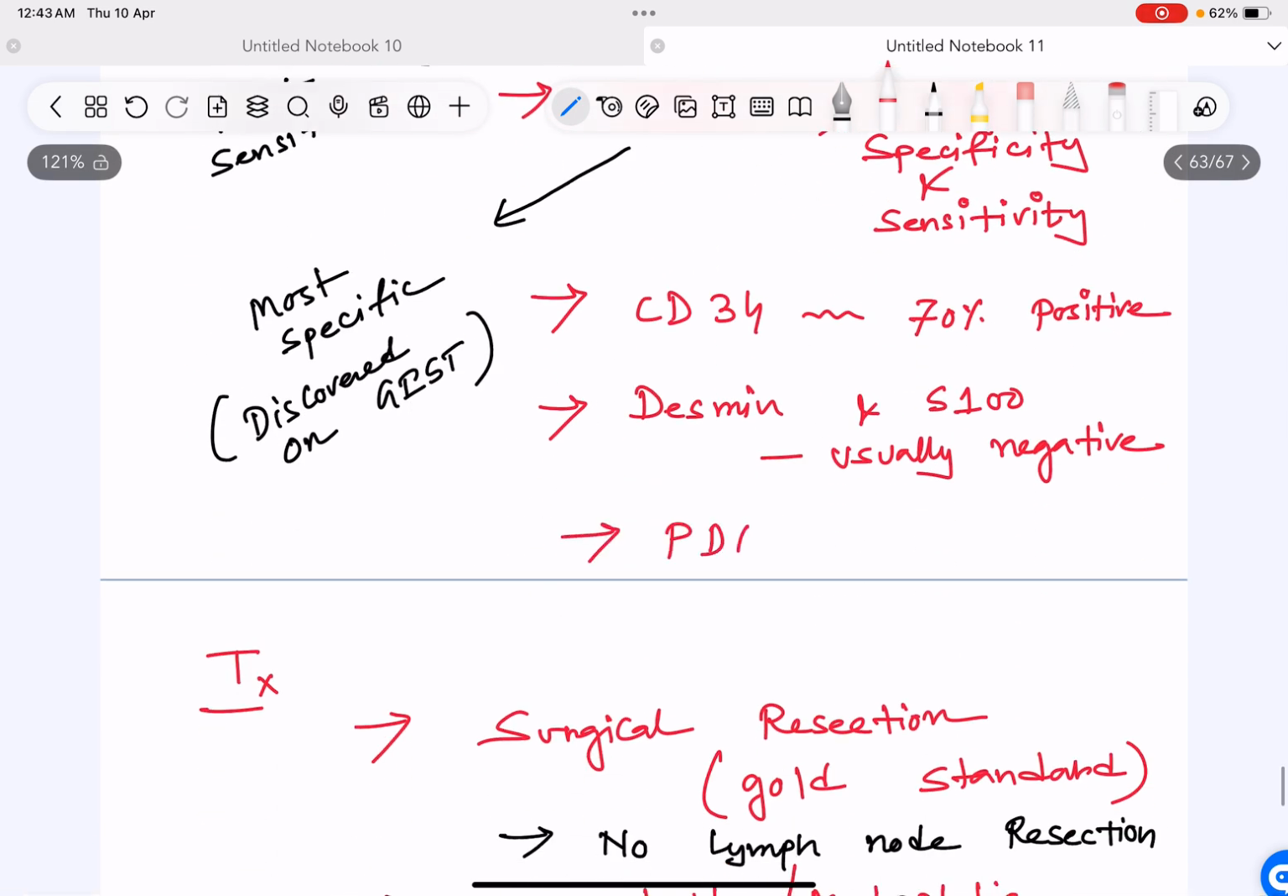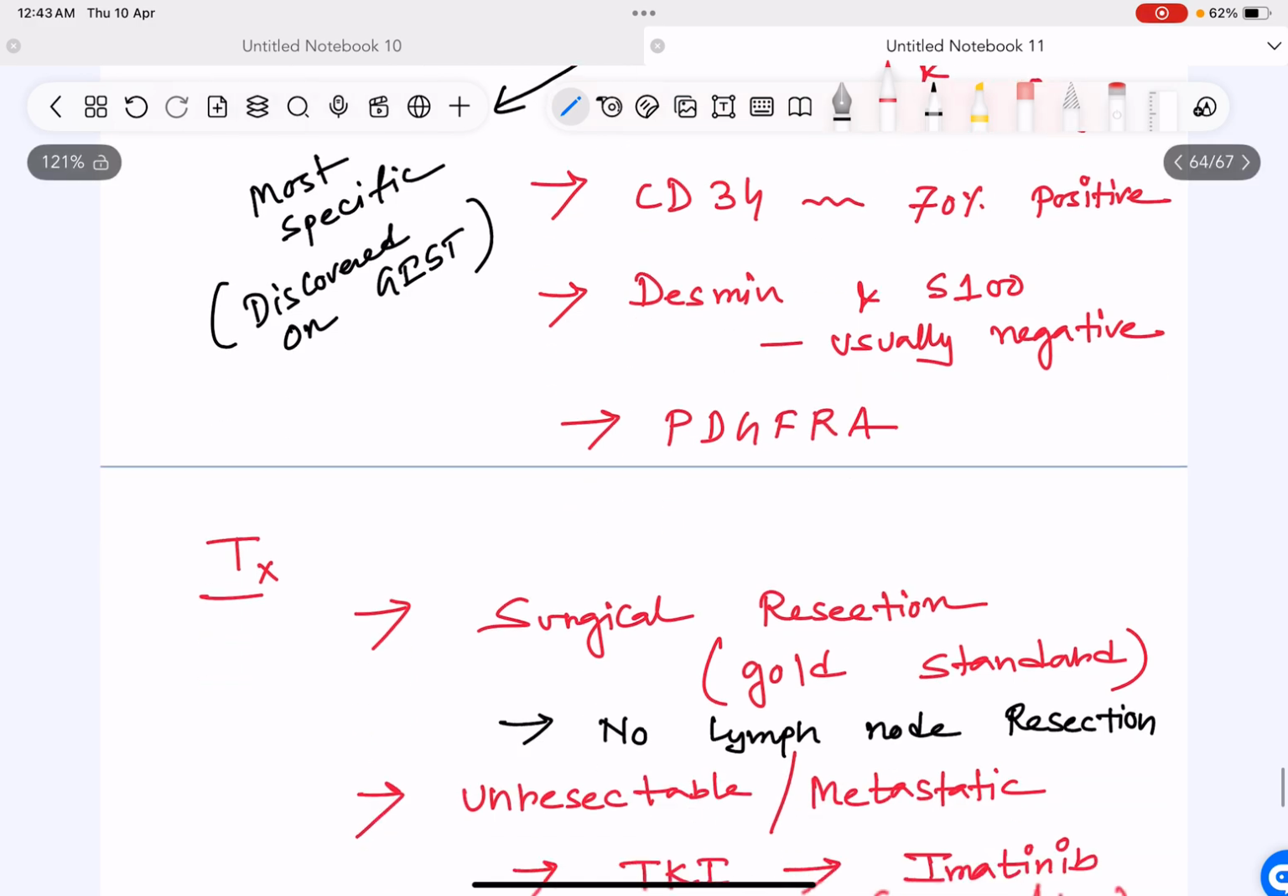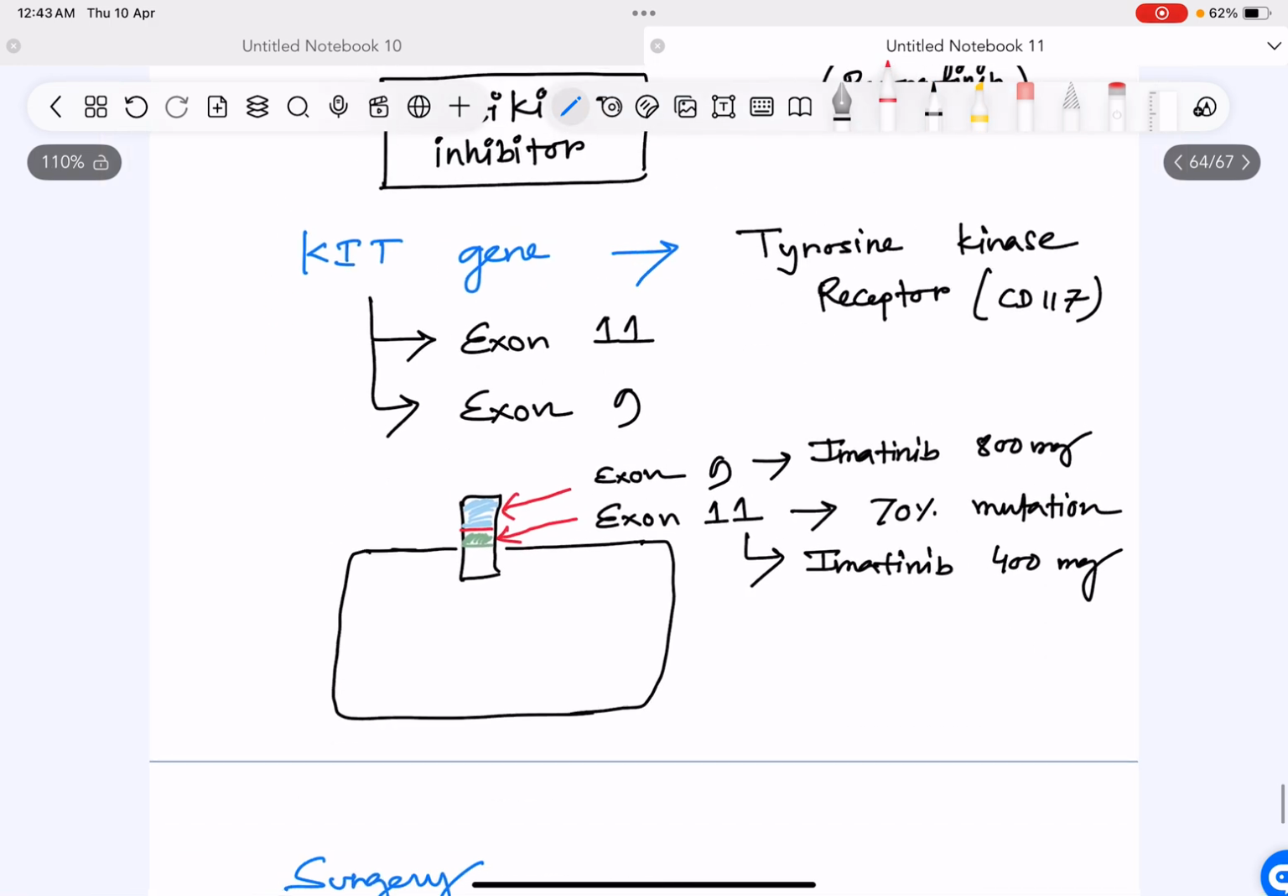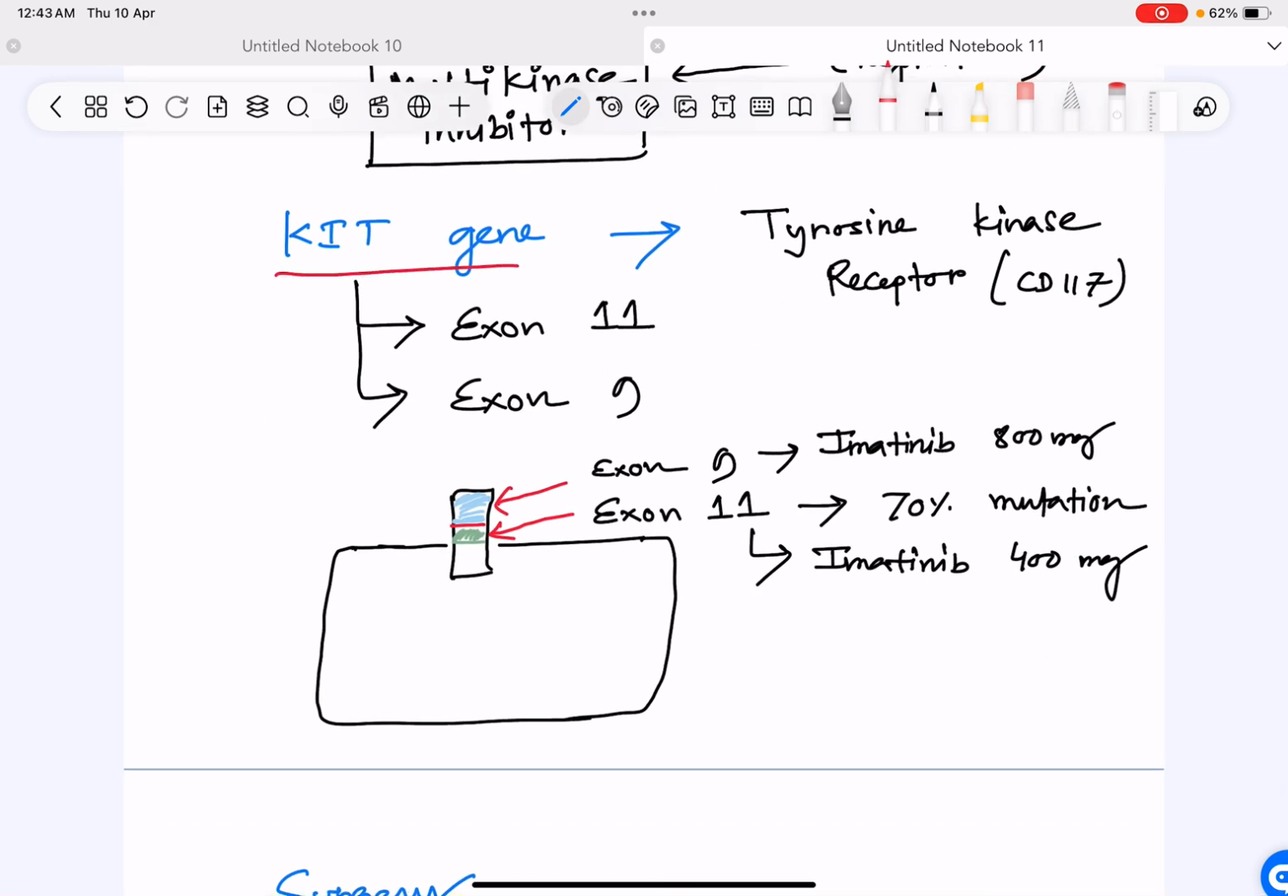You can write, PDGFRA is positive sometimes. Now the KIT gene that codes for the tyrosine kinase receptor CD117 has two parts. See, this part is the transmembrane part, and this one is the extra membrane part. This is the cell, and this thing is the tyrosine kinase receptor. Most of the mutations happen in the transmembrane part. The extra membrane part mutations happen less commonly. 70% of the mutations happen in the transmembrane part.